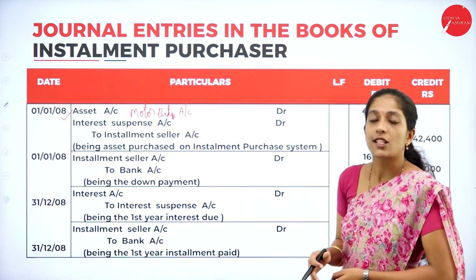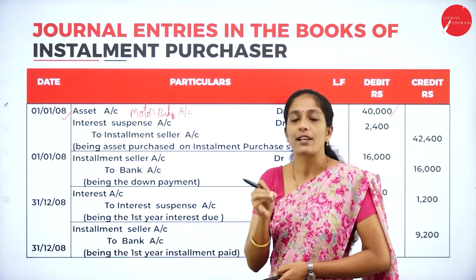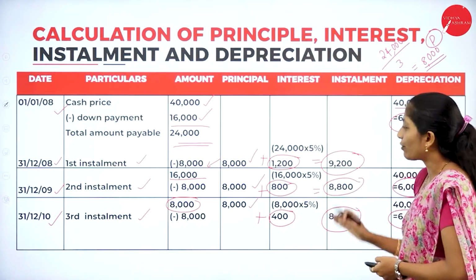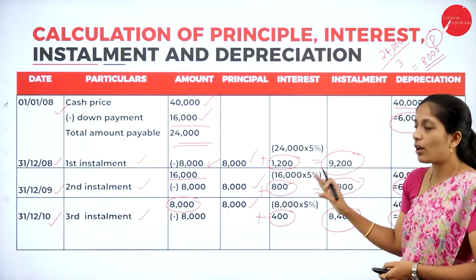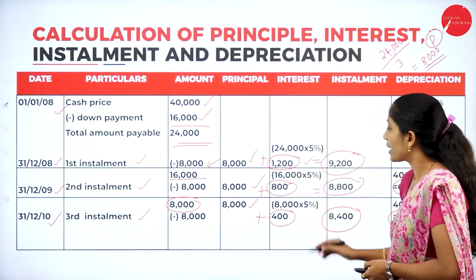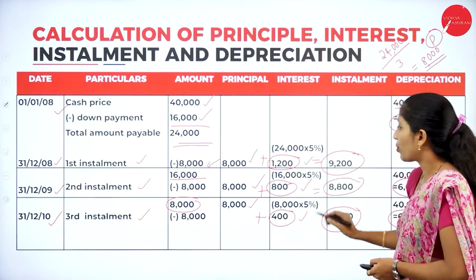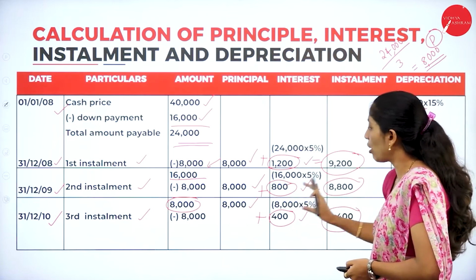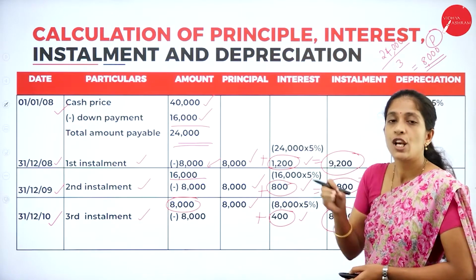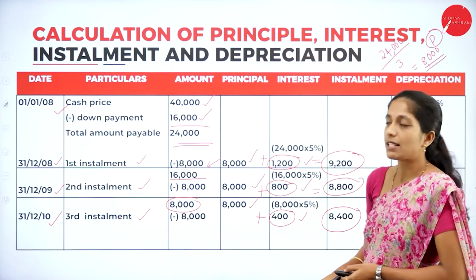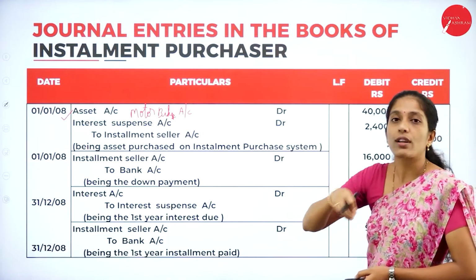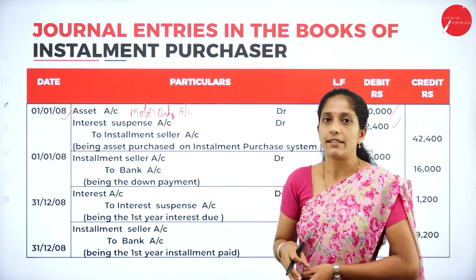Next, interest suspense account. Now what are you going to write for this account? What is the amount? If you add all the interest of all the 3 years, that is 1,200 plus 800 plus 400, how much is it? It is 2,400. So the total of all the interest of 3 years is to be transferred to interest suspense account. So 2,400, that is the total of all 3 years interest.